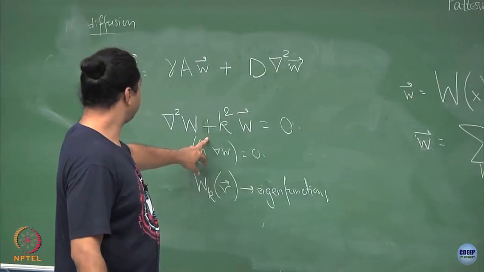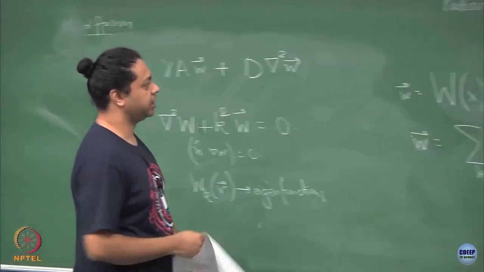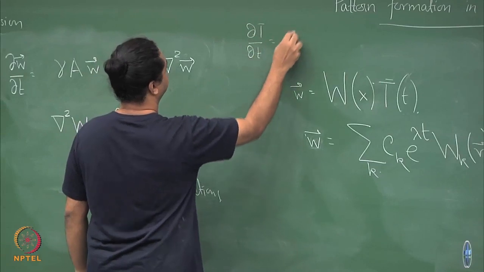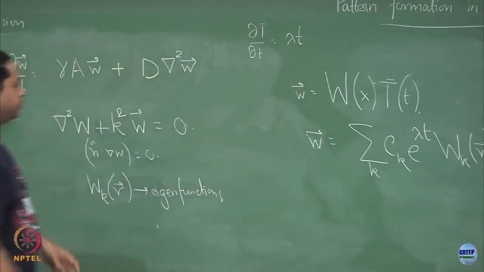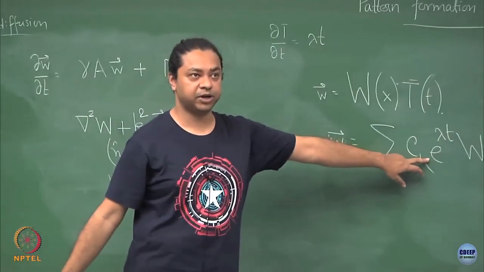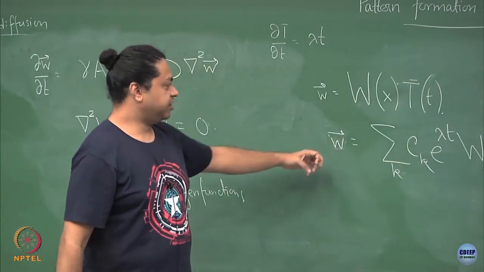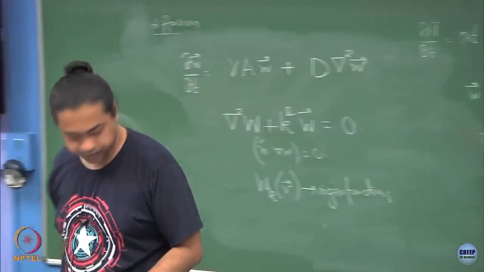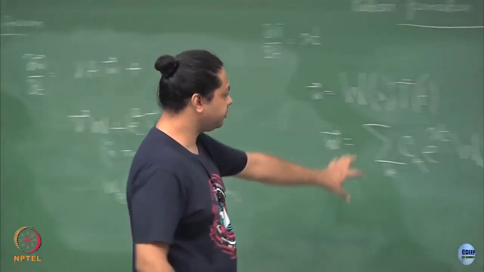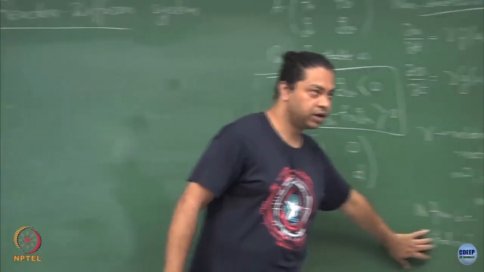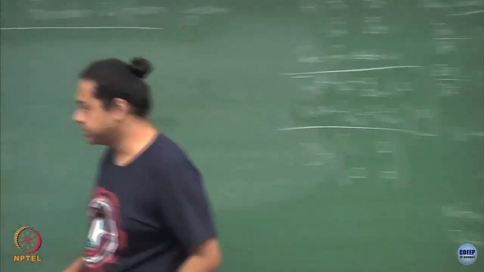The time equation will look like del T del t is equal to some lambda T, which, if you use this separation of variables, will have some solution like e to the power of lambda t. The general solution you construct by doing a linear superposition of all of these allowed solutions, and then you have to find out these coefficients, the c k's, by matching whatever initial condition is given, this u of r comma 0 and v of r comma 0.